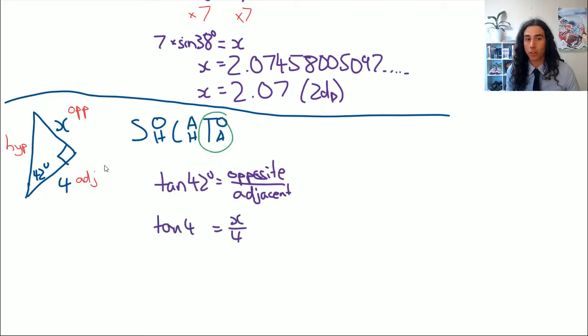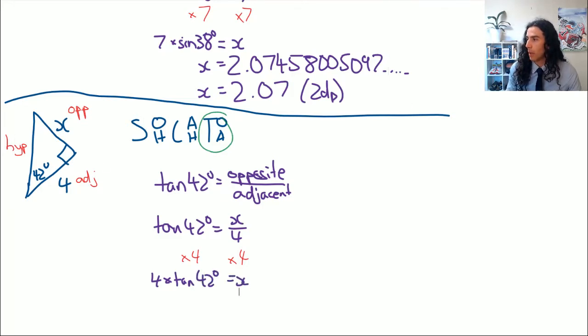Now, a little bit of equations. How do I get X by itself? Times both sides by 4. So we have 4 times tan 42 degrees is equal to X. Calculator. Just typing it over here. 4 tan 42. And that does not seem right. So I've got an answer here. You have 9, but it can't be 9 because it should be about the same.